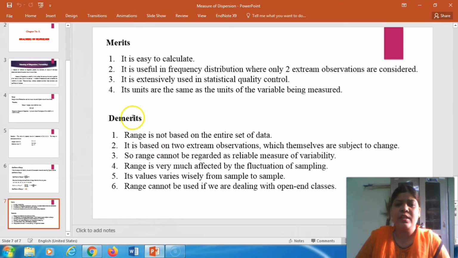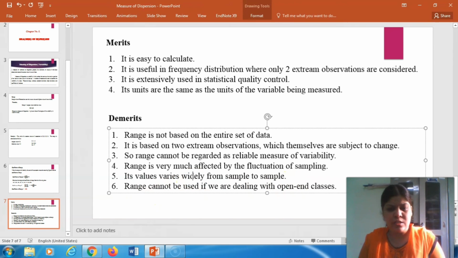Okay, let us see demerits. Range is not based on the entire set of data. This is one of the most important drawbacks. It is based on two extreme observations which themselves are subject to change. So range cannot be regarded as a reliable measure of variability. Range is very much affected by the fluctuation of sampling. Its value varies widely from sample to sample.